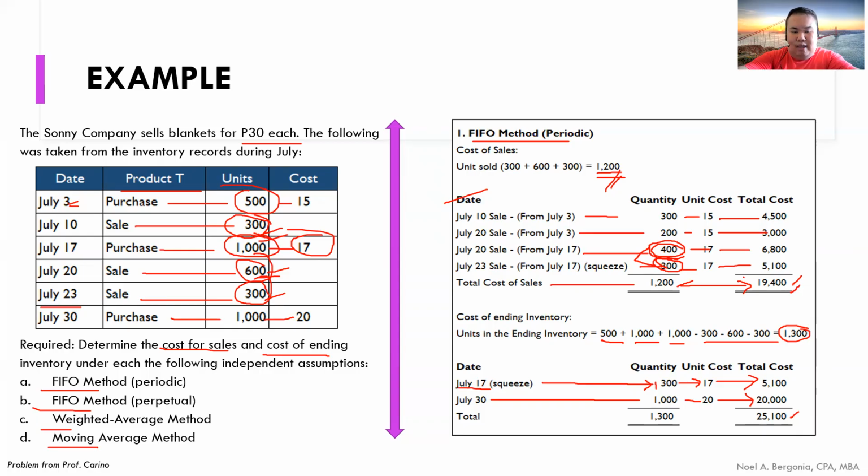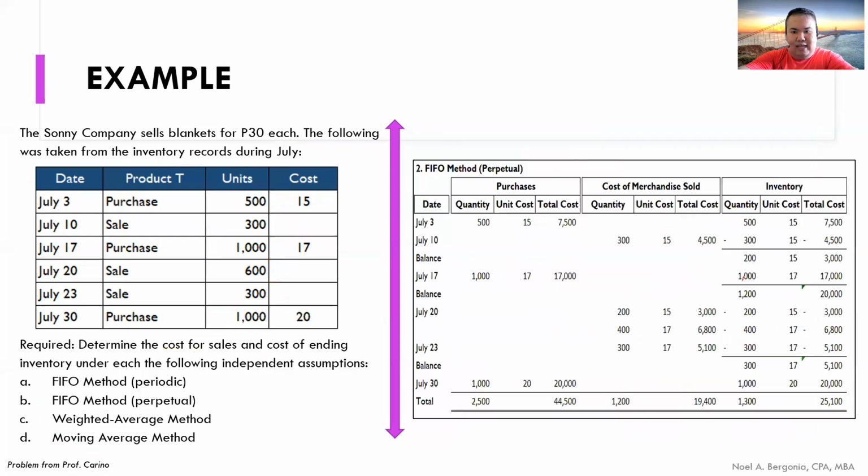While for the FIFO perpetual using the same data, meron lang tayong ginawang stock card for monitoring purposes. As you can see, medyo mas detailed to ng konti compared with what I have shown you a while ago, pero same lang halos naman yung kalalabasan. So on July 3, nung bumili tayo, we have purchased 500 at 15. That's the total cost of 7,500. So yun po yung balance as of July 3.